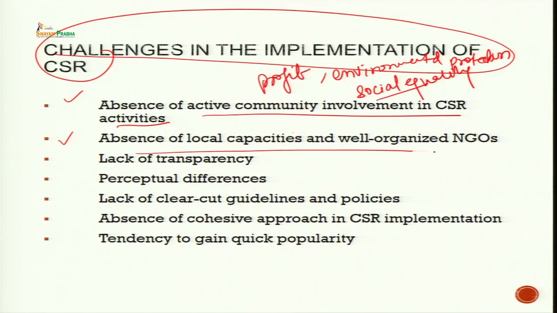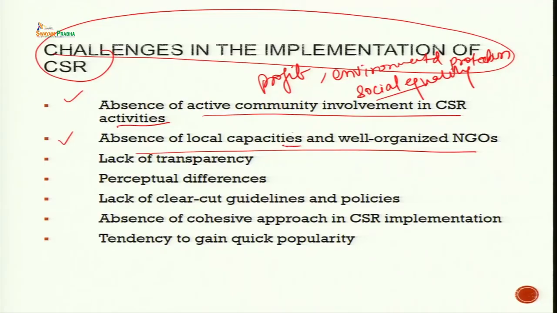Second is absence of local capacities and well-organized NGOs. Since the organizations do not generally deal directly with the society, it is the NGOs which play a major role as a linchpin or connect, who in turn do all the activities for the organizations. Now, due to lack of awareness and training amongst the NGOs, or maybe lack of resources on the part of NGOs, there is a possibility that local capacity is absent.